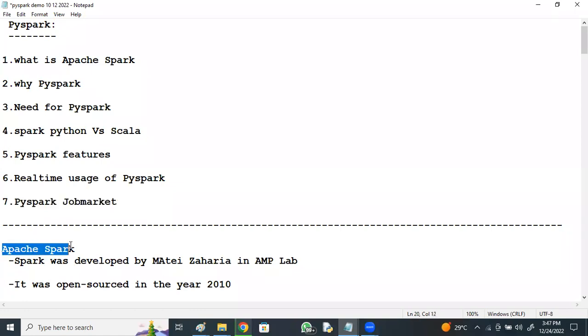Apache Spark, I define it. It was developed by the personality who developed Spark, in a area in AMP lab. It was open source.